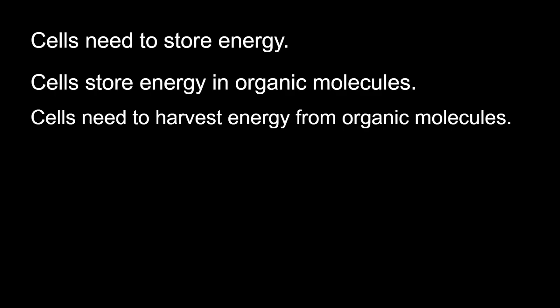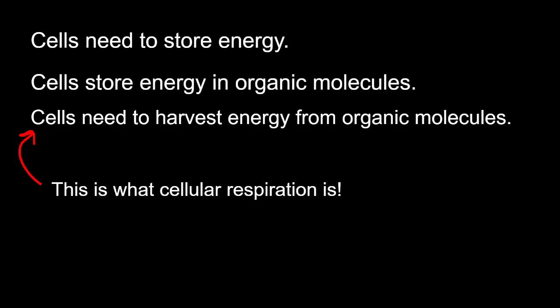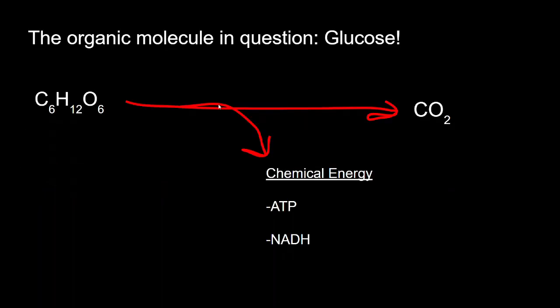Cells need to harvest this energy from the organic molecules because they stored it away, and now when it comes time to use it, they need to take it out. And that is what cellular respiration is. So it's cells harvesting the energy from organic molecules. Now, as far as AP and college bio go, the organic molecule that gets used for cellular respiration is going to be glucose. And from now on, I'm going to use its formula right here.